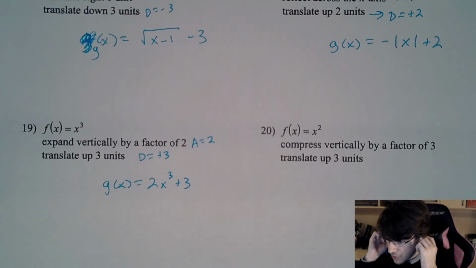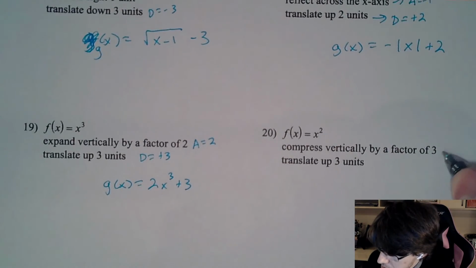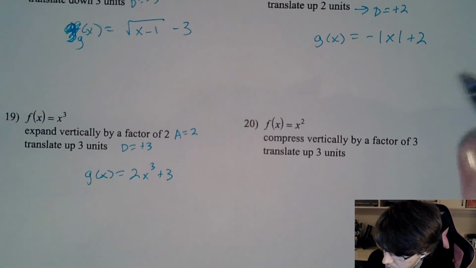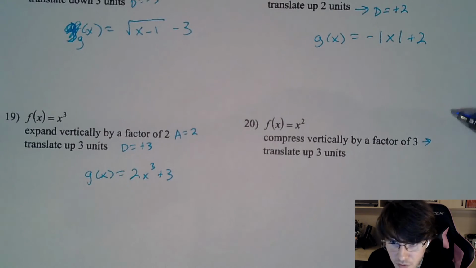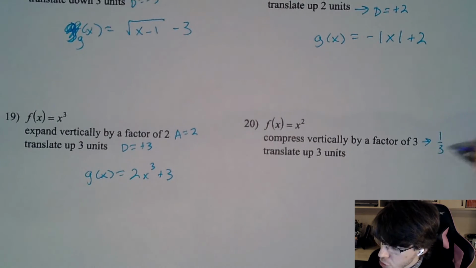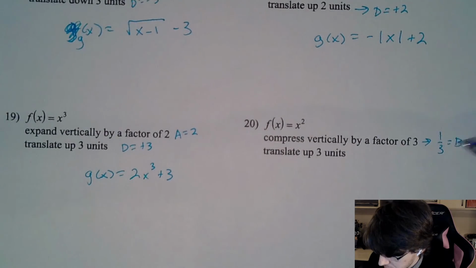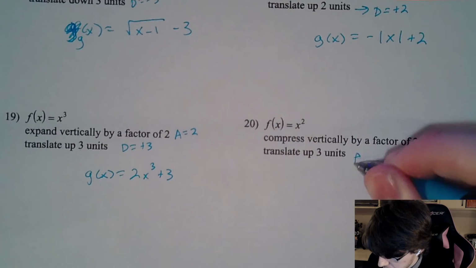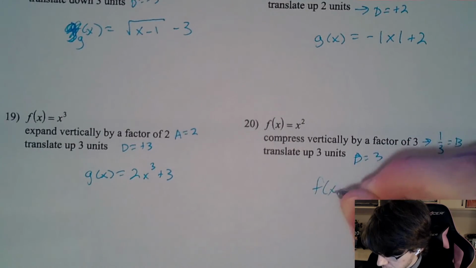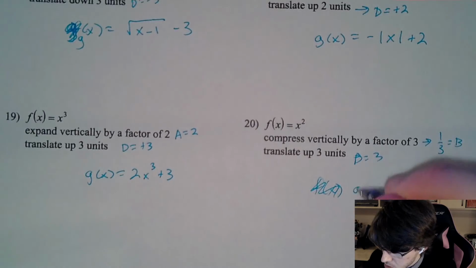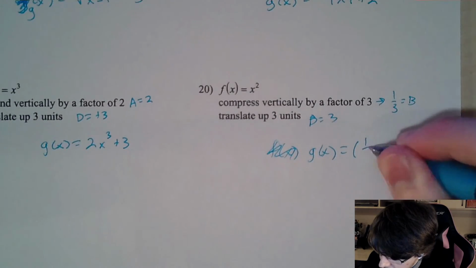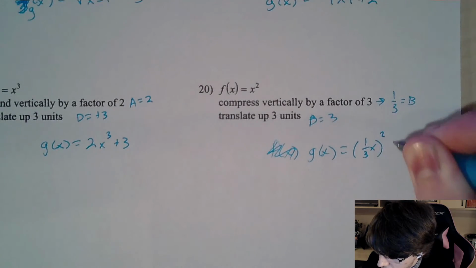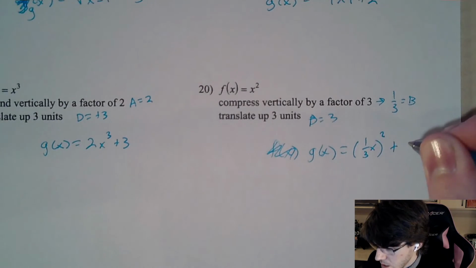Boom. Compress vertically by a factor of 3. This guy, you have to be careful. If you're doing this by a factor of 3, it works the opposite of what you think. So you have to put a 1/3 for that value of B there. Translate up 3 units. D is equal to 3. g of x is going to be equal to parentheses 1/3 x squared plus 3.